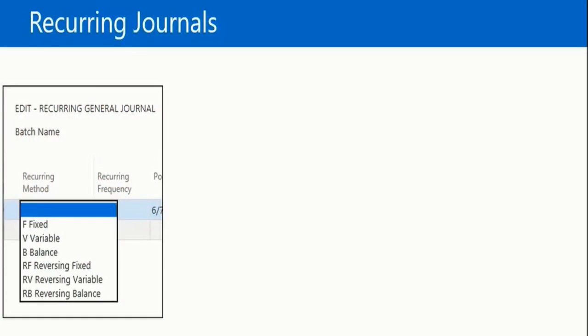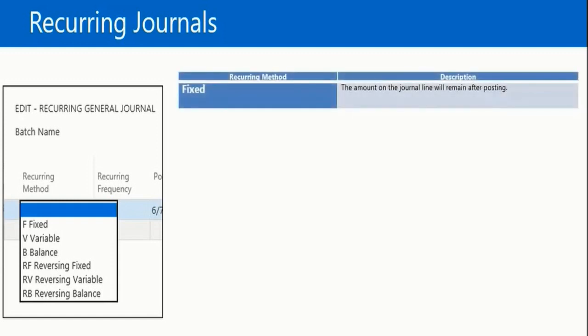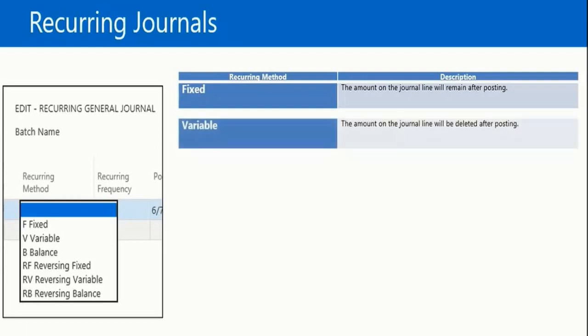So you have a few different options here. The very important one, of course, is the first one, which is fixed. The amount on the journal line will remain after posting. What does that mean? That means after I've put my line and I've posted the journal, whatever that was, £1,000, for example, that will be there when I come back to my journal. So that's quite straightforward. It's a very strange process, but it works like a bomb.